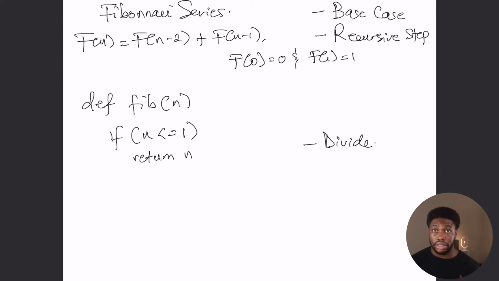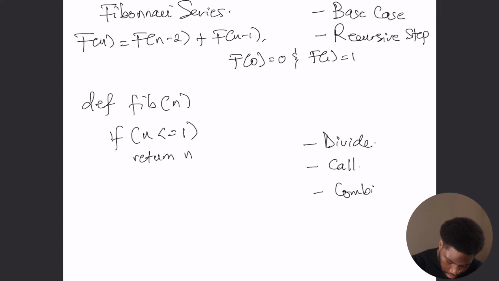The second part is the call. This is the part where we make the recursive call with the smaller parts of the same problem. The last part is the combine. This is the part where we combine the solutions of the smaller problem to get a bigger one. Let's take a look at what this would look like for the Fibonacci series.